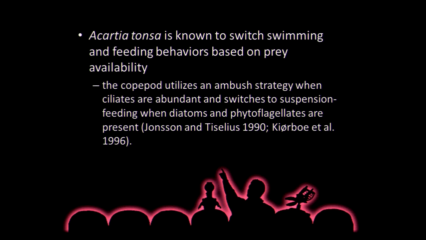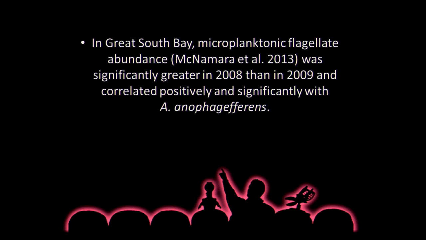Okay, now this was demonstrated back in the 90s. So I considered this. In Great South Bay, I looked at my microplankton abundance data, and I found that the flagellate abundance was significantly greater in 2008 than in 2009. So this is starting to make a picture. When I look at the difference between the flagellate abundance and the brown tide abundance, I found that, hey, as brown tide density goes up, microflagellate abundance goes up.